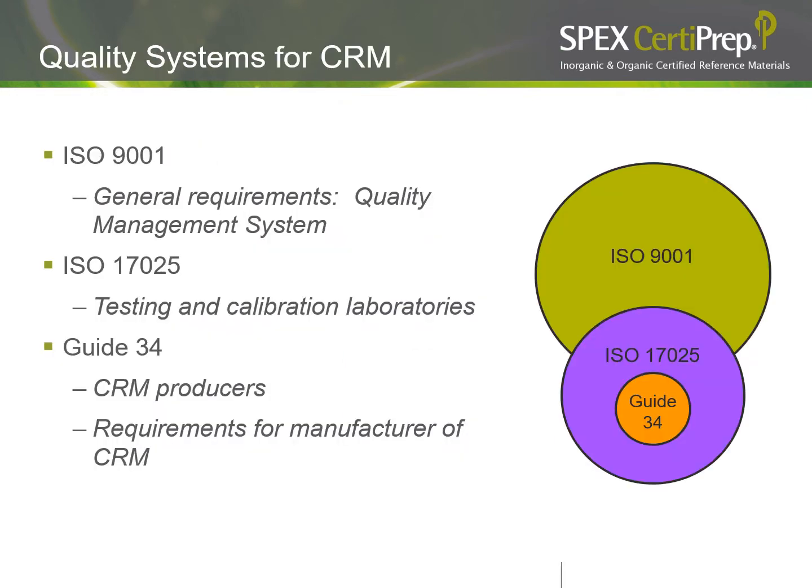Students, let's move to the quality systems for CRM. ISO 9001 is the general requirement, which is a quality management system, while ISO 17025 is for testing and calibration laboratories. Guide 34 is for the CRM producers, and is the requirement for manufacturers of CRM.